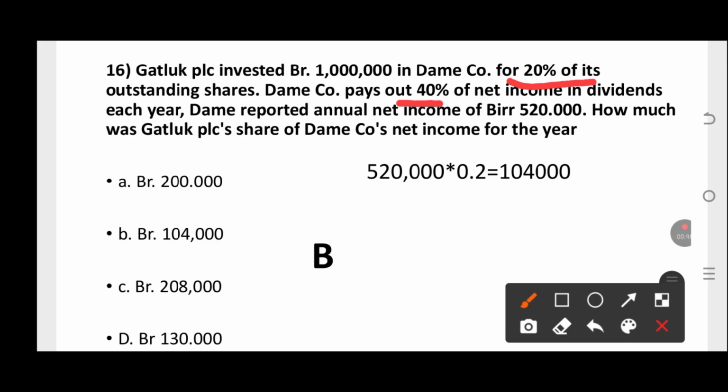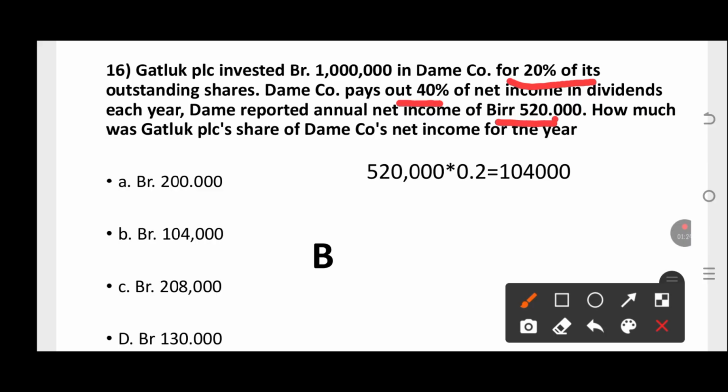Dameco reported annual net income of 520,000. How much was Getalux PLC's share of Dameco's net income for the year? We are asked to find the share of the net income for the year.